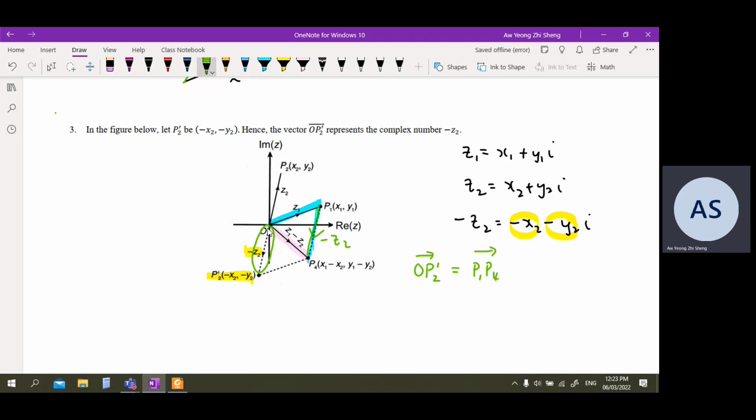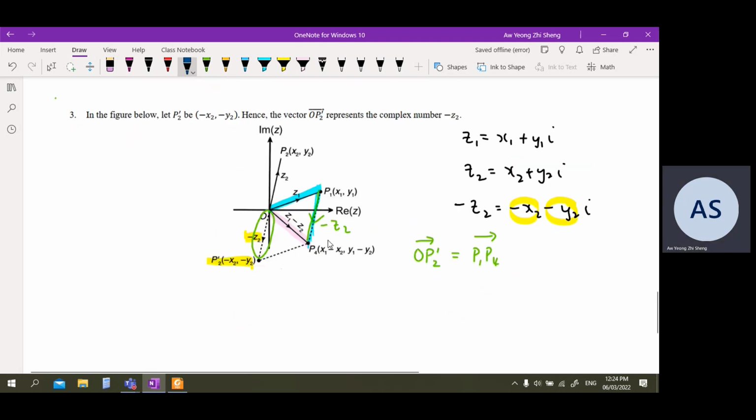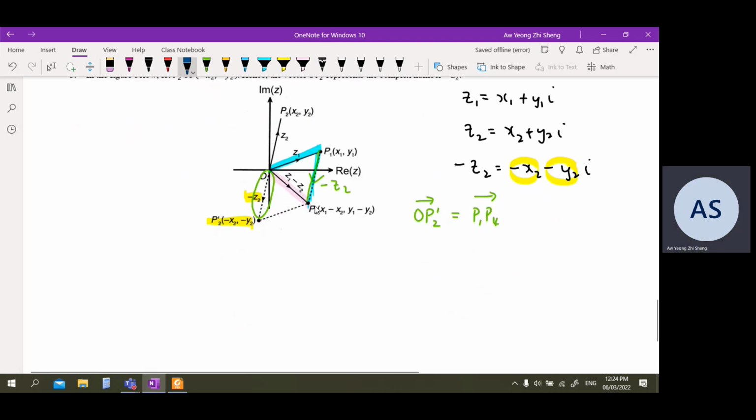So when I travel along the light blue colored path from O to P1, then from P1 to P4, the effect is to get a vector representation of z1 minus z2, right? So that pink color vector will be the vector representation of Z1 minus Z2. Okay, and to read the complex number Z1 minus Z2 in the form A plus BI, you just need to read the XY coordinate of the point P4.